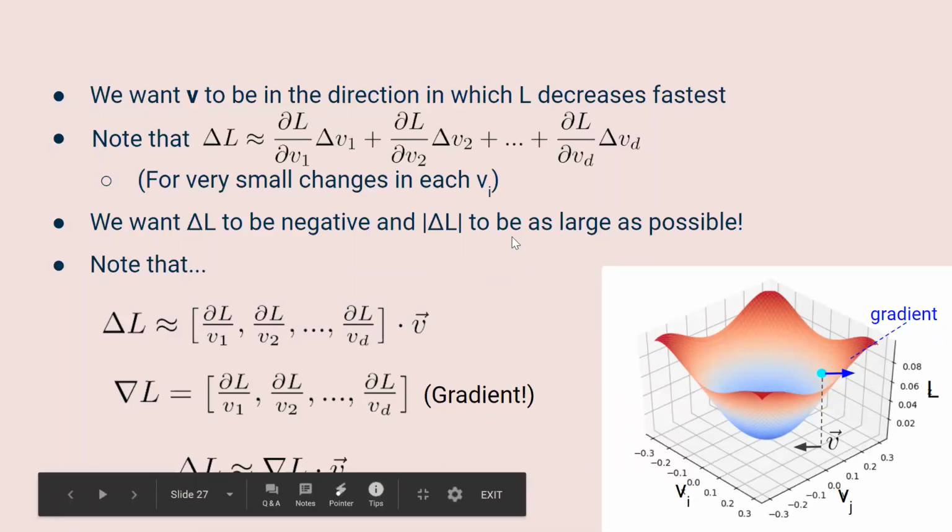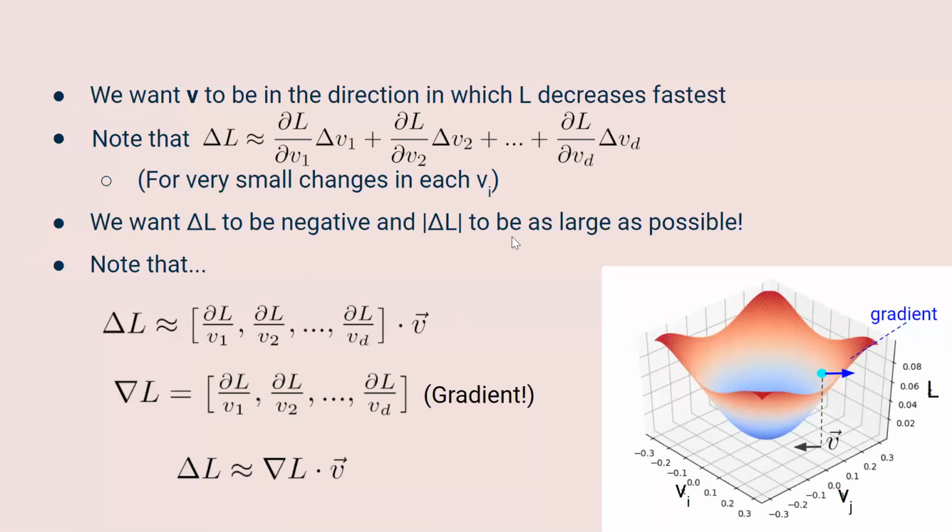Another question: we want delta V1 to approach the smallest possible change, which results in... So this equation is trying to measure how much we change our loss, depending on the direction of V. So our goal is to pick a V in a way that accomplishes this, which is for L to be really negative, and the magnitude to be really large.